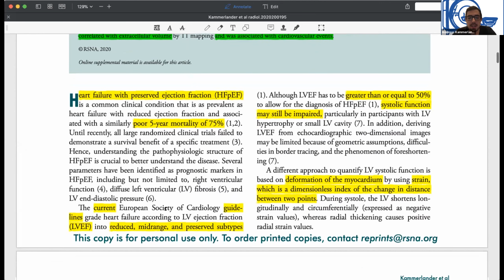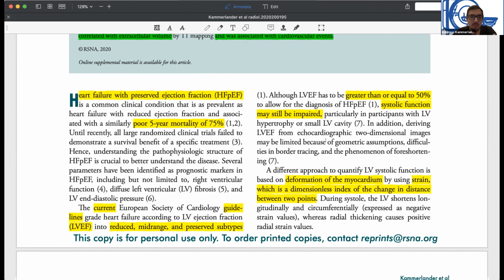So the current ESC guidelines stratify heart failure based on the left ventricular ejection fraction into reduced, mid-range, and preserved subtypes based on thresholds. As you know, 40% or lower is reduced, between 40 and 50% is a more novel entity of mid-range ejection fraction, and the preserved ejection fraction now is defined as LVEF greater or equal to 50%. And this is the group we're looking at.